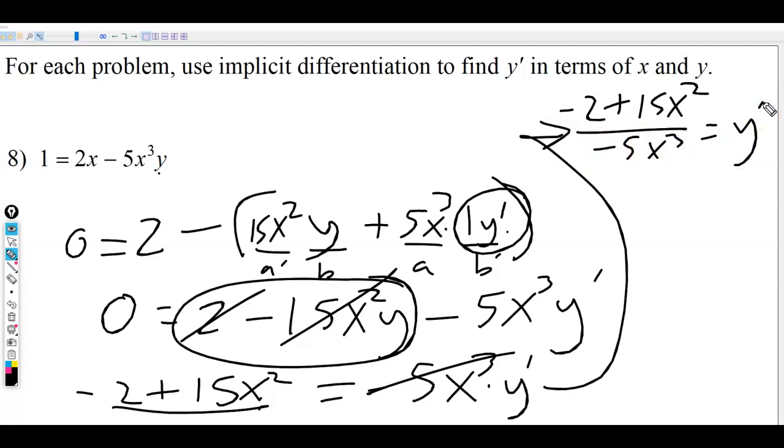So before I go any further, I want to make sure you guys got this. So we take the derivative of the whole thing with respect to x. And anytime you take the derivative of something with a y, you take the derivative like normal, but don't forget to multiply it by a y prime. After that, you get the y prime by itself. Now, there may be some simplification that needs to happen.